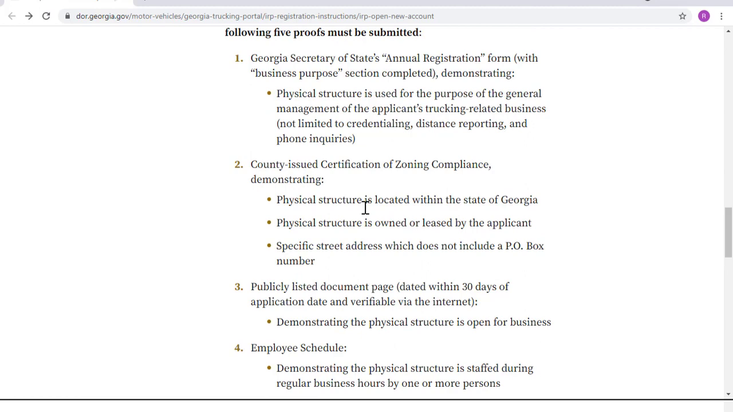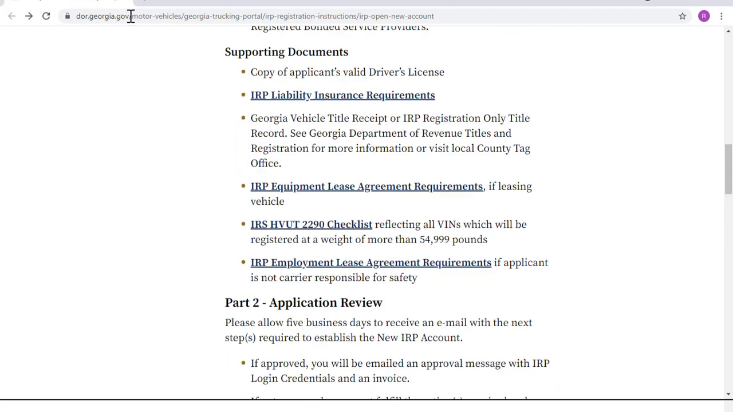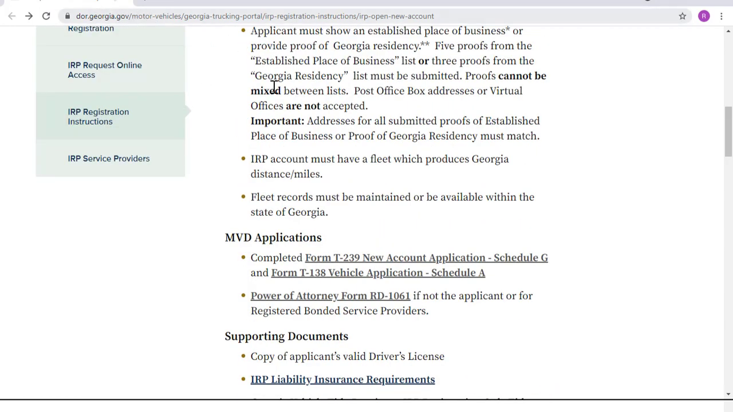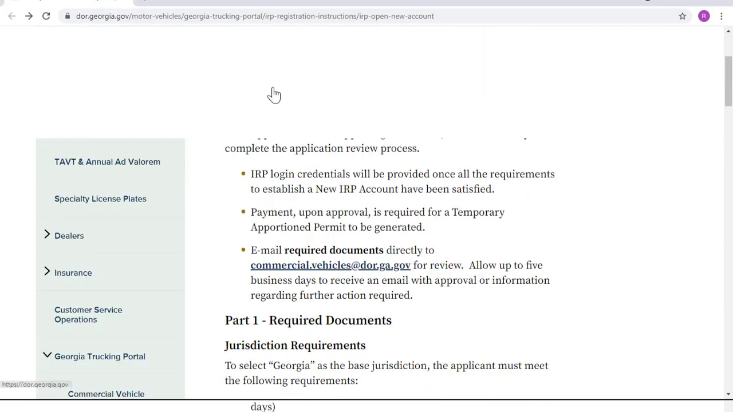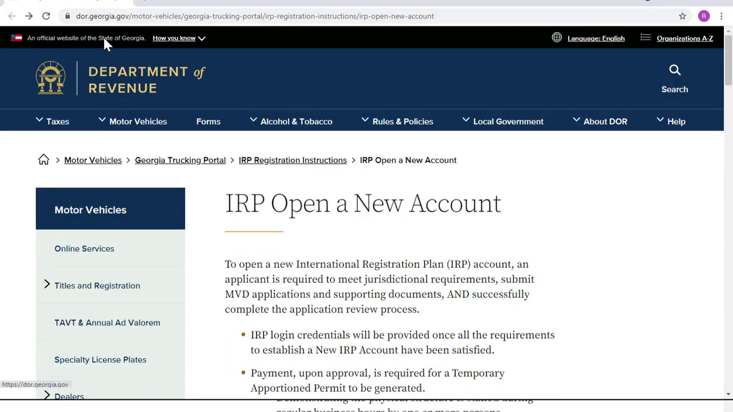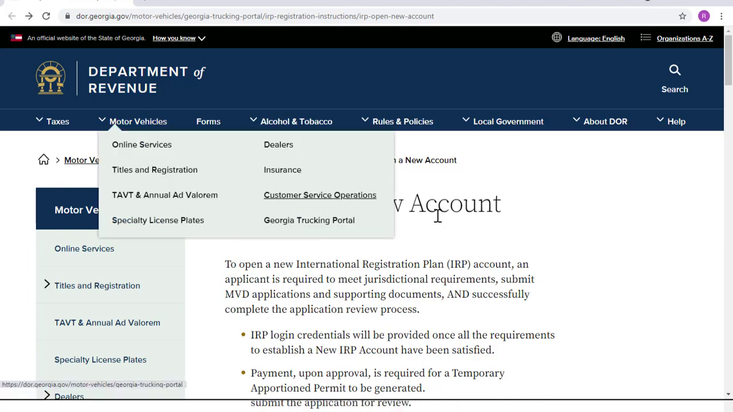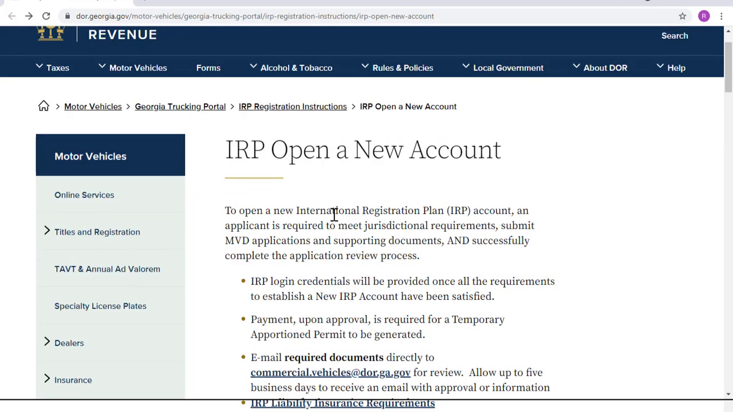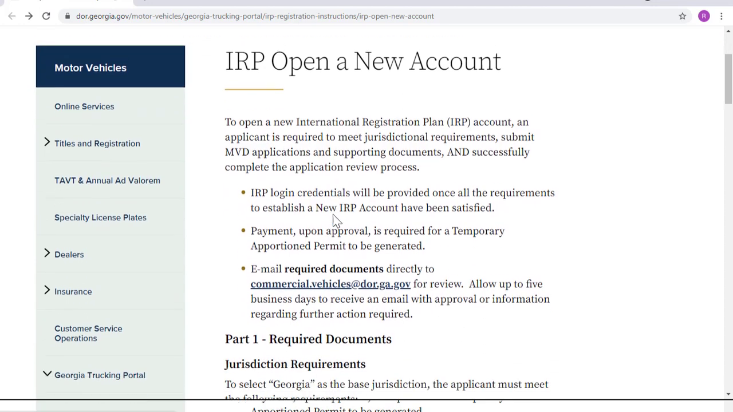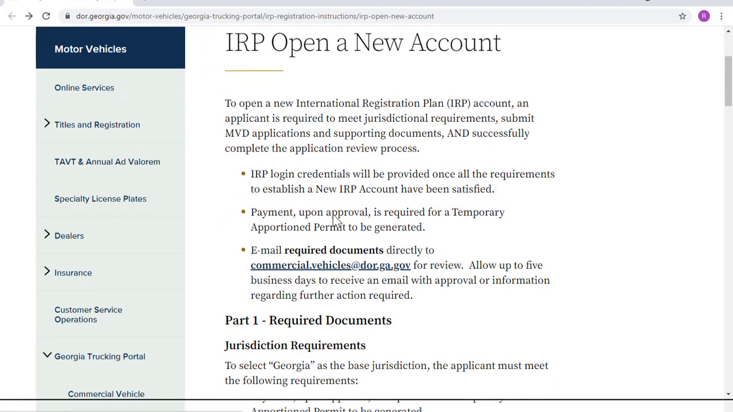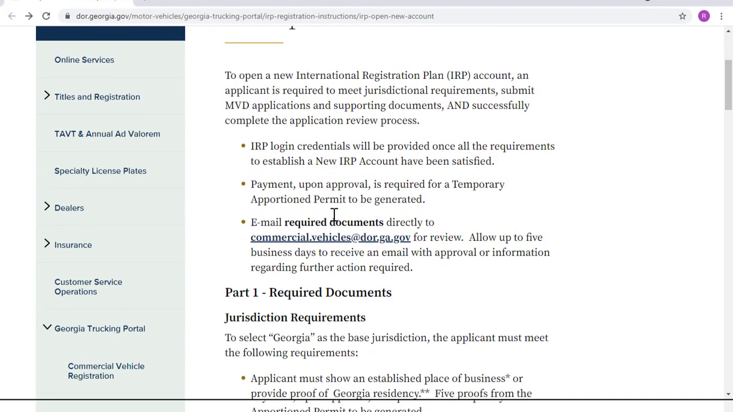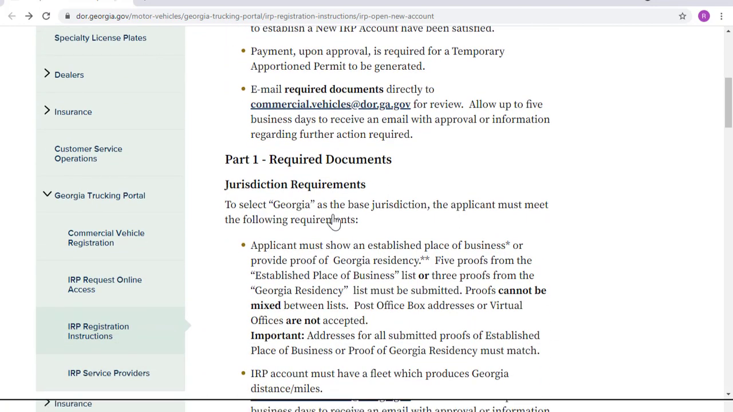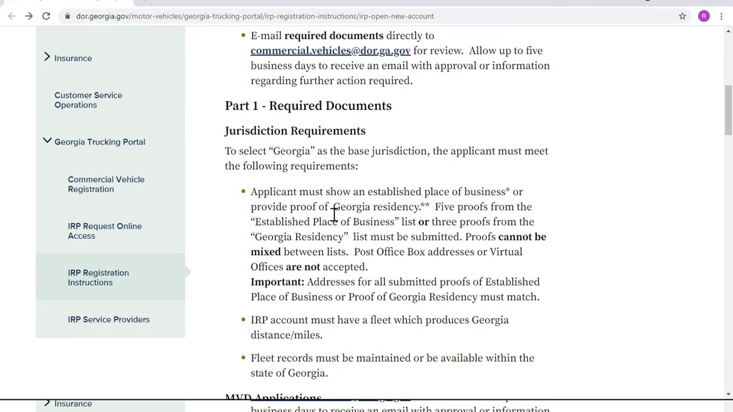Here it is right here. This is where you find it. Again, look at that URL at the very top. I'm scrolling up here. Okay, and it takes you right to IRP, open a new account, right? Because that's what you're trying to do. You're trying to get on the road. You're trying to get going. Now, earlier I said we're going to go through the application, and I meant just that. We're going to go through the application step by step.